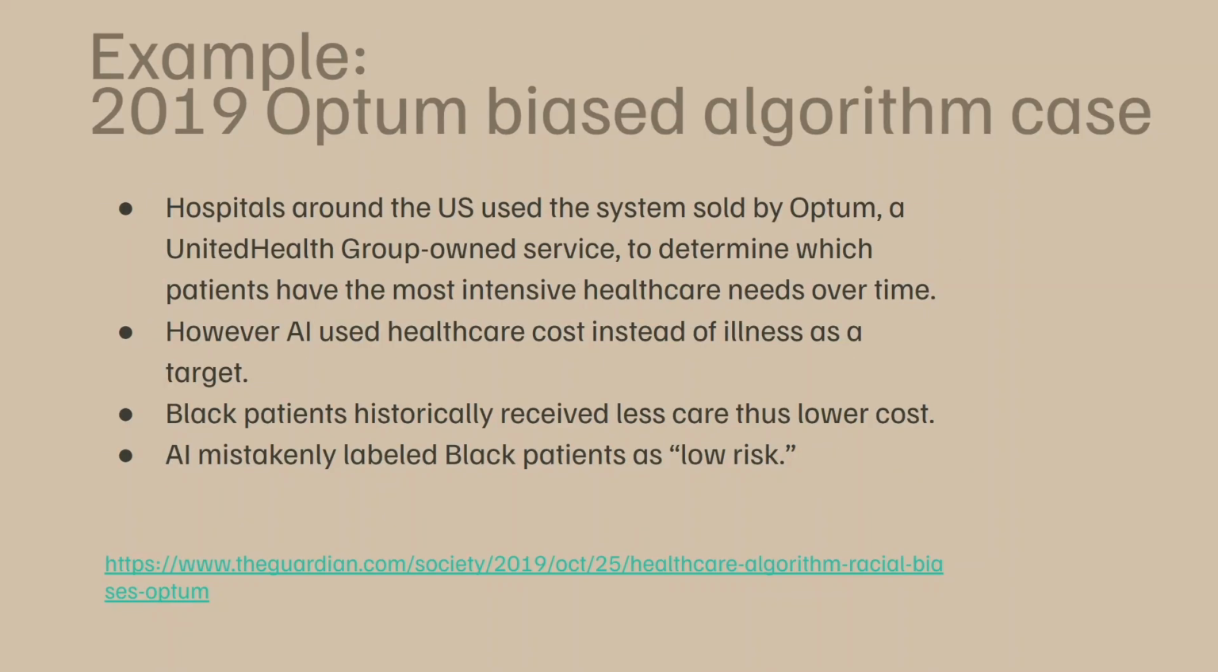One example of this is the 2019 Optum biased algorithm case. Optum was a system that hospitals around the US used, and it was provided by United Health Group. It was used to determine which patients have the most intensive healthcare needs over time. However, the problem was that the AI used the wrong target. It used healthcare cost instead of illness, and since Black patients historically received less care, thus lower cost, they were mistaken as low risk. It was debunked finally, and the article is here below.